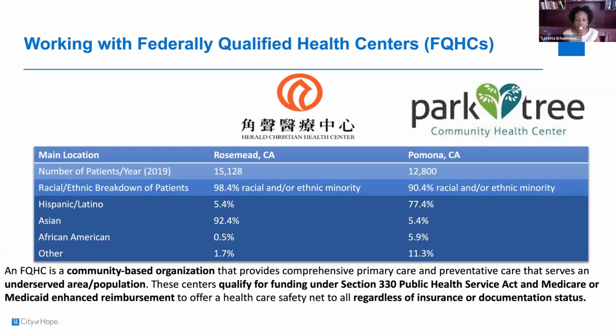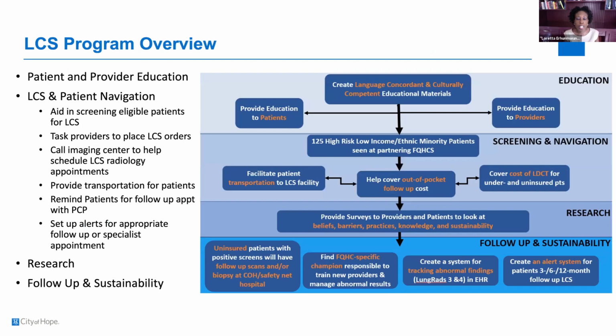And you see that they see thousands of patients a year. 90% or above of their patients are racial or ethnic minorities. And we partnered with these two organizations and really talked about how we could create a lung cancer screening program. And we felt that it was very important to have a four-pronged approach. And the first prong was focused on education.